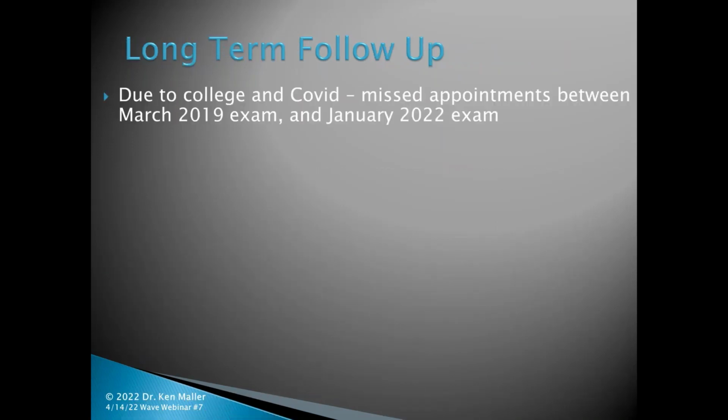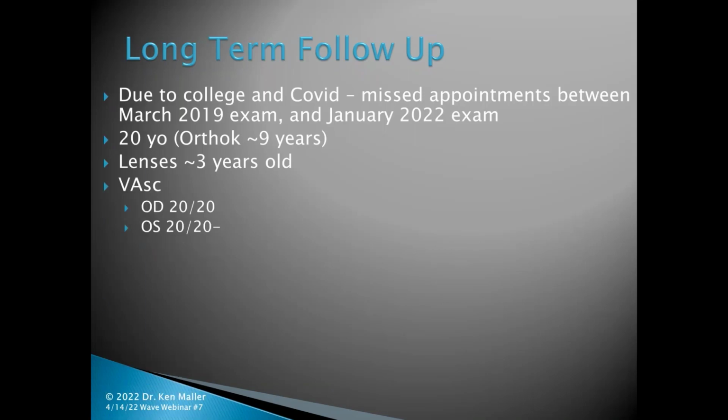Long-term follow-up. Due to college and COVID, he missed appointments between March 2019 and the January 2022 exam. That was just 3 months ago that I saw him. But he's now been in Ortho-K for 9 years. He's 20 years old now, doing great in college. And because he missed those appointments, his lenses actually were 3 years old. So they were a little beaten up, yet uncorrected acuity, 20/20 and 20/20 minus.